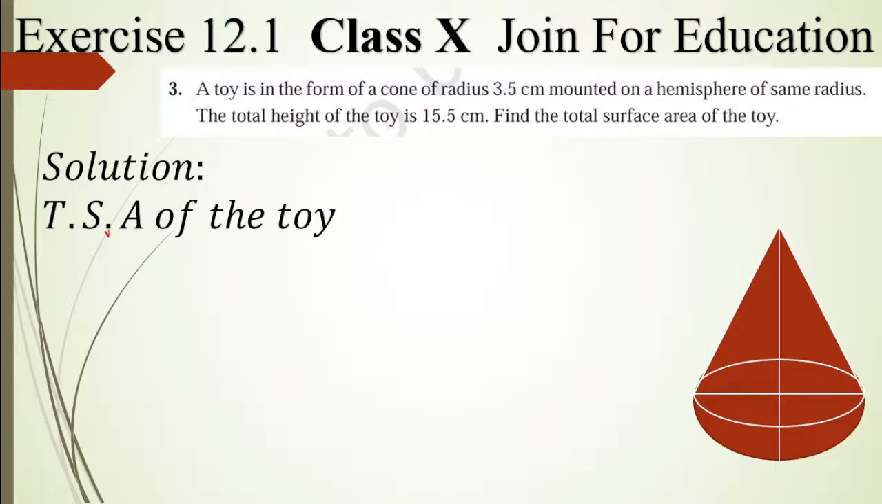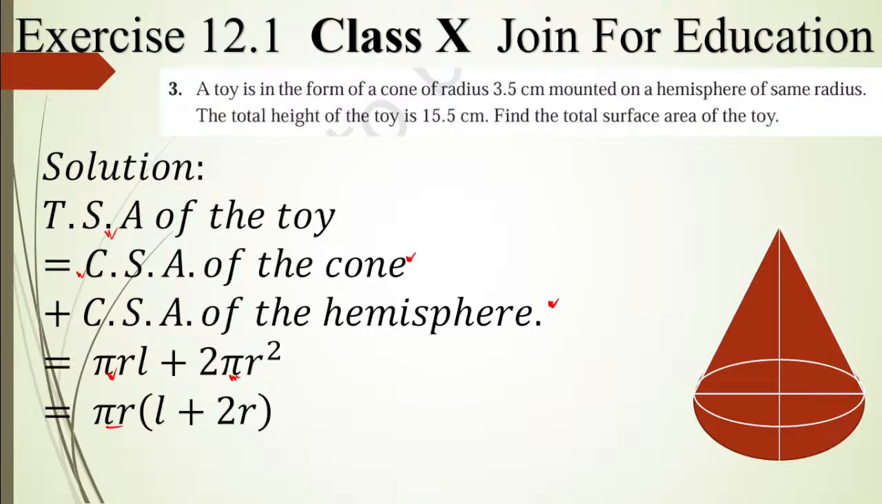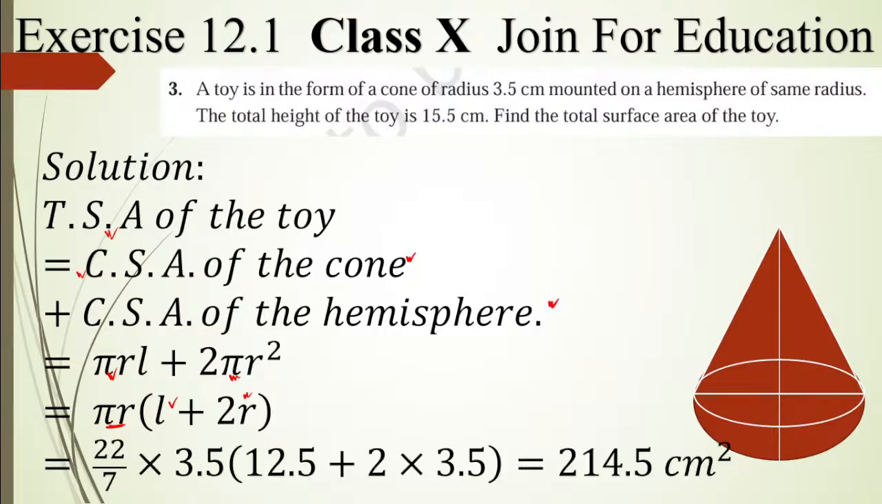So TSA of the toy, total surface area of the toy, equal to CSA of the cone plus CSA of the hemisphere. Now we recall the formula. CSA of the cone is pi r L, and the CSA of the hemisphere is 2 pi r square. So we take pi r common, then we get here pi r into L plus 2r. Hope that there is no problem to understand up to this step.